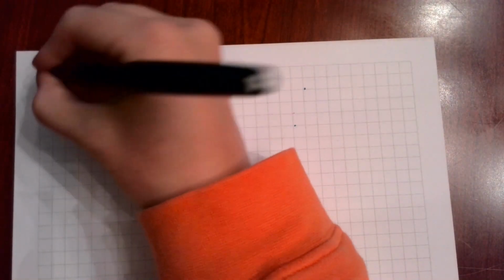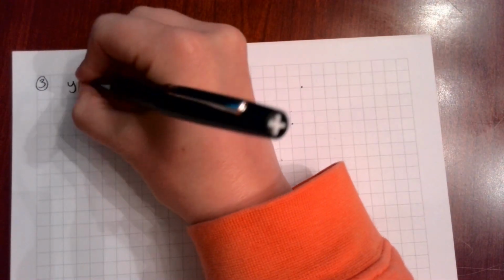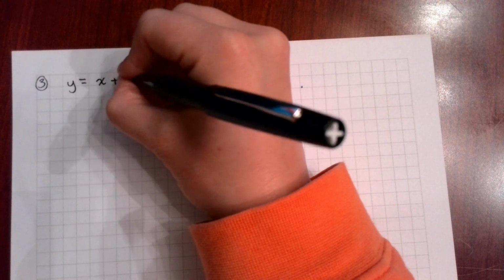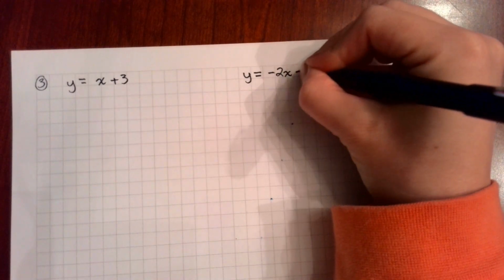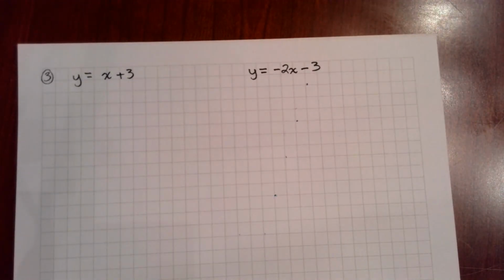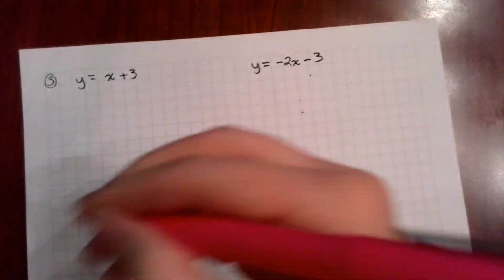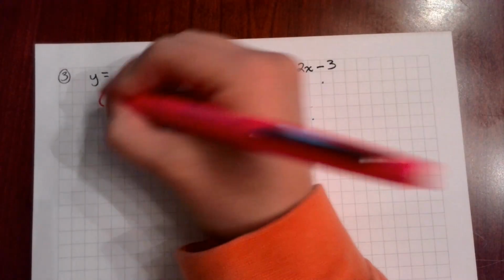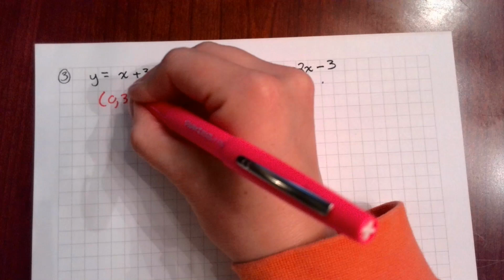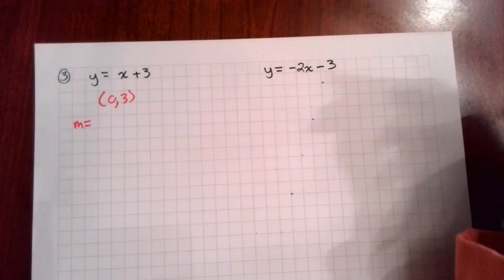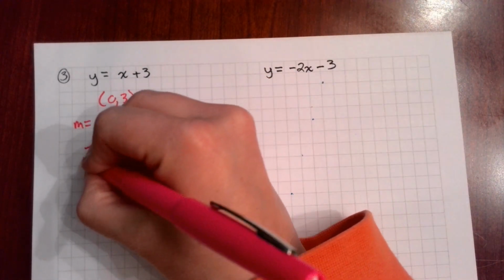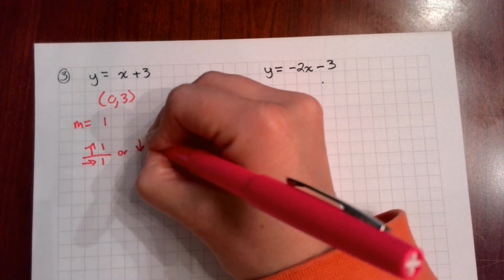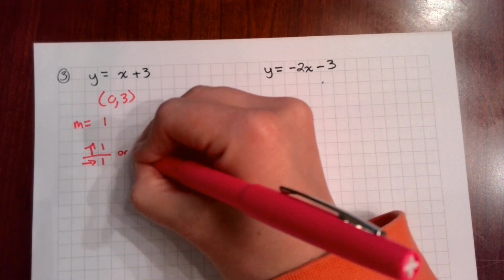All right, problem number 3. We've got y is equal to x plus 3 and y is equal to negative 2x minus 3. They're already in slope-intercept form, so let me identify my intercepts and my slopes. For the first one, we're at 0, 3 for the y-intercept, and the slope is a positive 1. That means it's going to go up 1, to the right 1, or down 1, to the left 1.